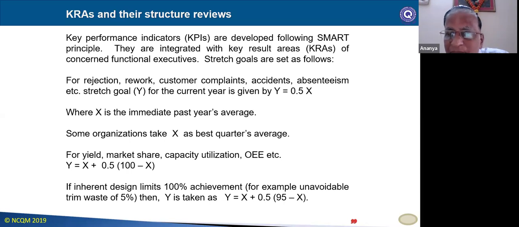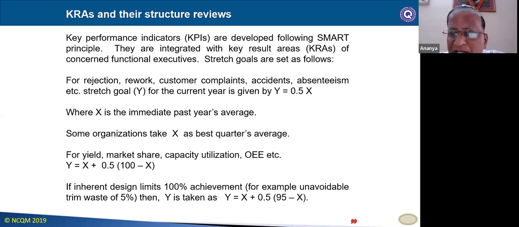Because these are all bad things. They need to reduce. So, for stretch goal, 100 complaints per month or maybe per quarter. So, I have taken Y is equal to 50 because I had X is 100. So, Y is equal to 0.5X, we have taken. Where X is the immediate past year's average, because we talk about last year, so many complaints were there.